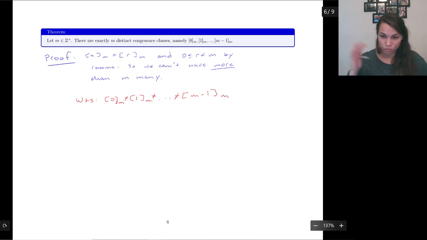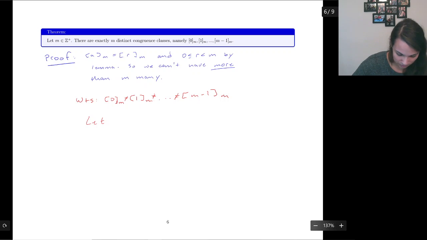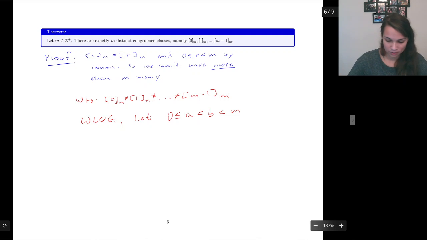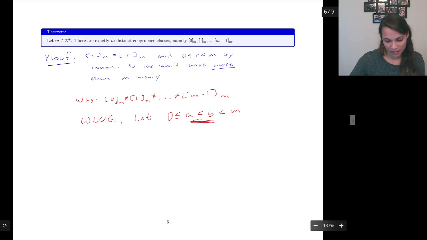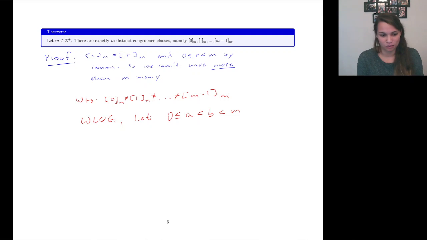So I'm going to take 2 random elements. Without loss of generality, let 0 be less than A, be less than B, be less than M. So I have 2 elements between 0 and M, including 0, but not M. The without loss of generality is because I said A was going to be less than B, because we don't want to look at A equals B. That's a boring case. That's itself. Of course, they're going to be the same.